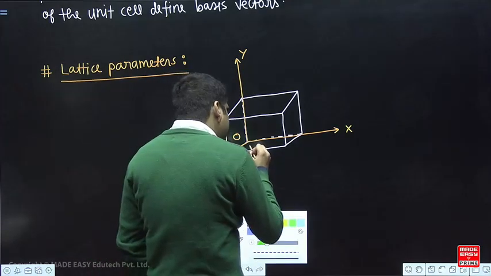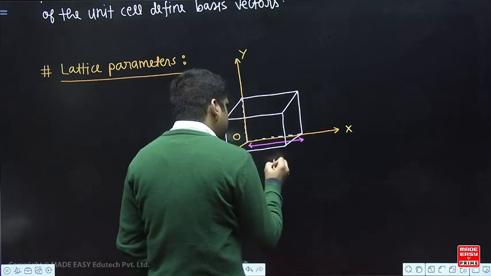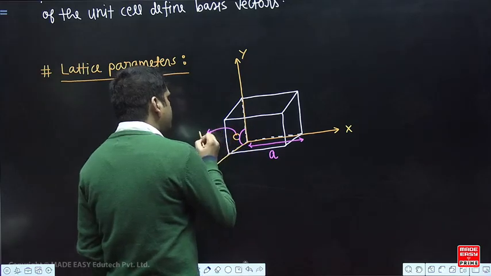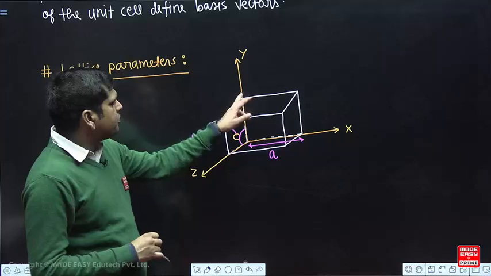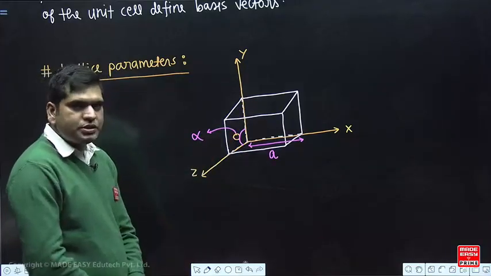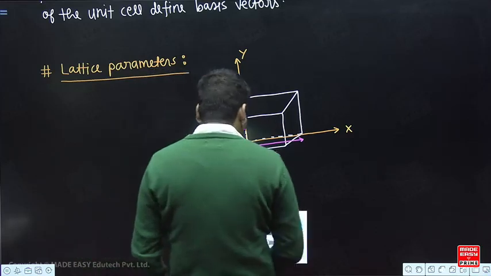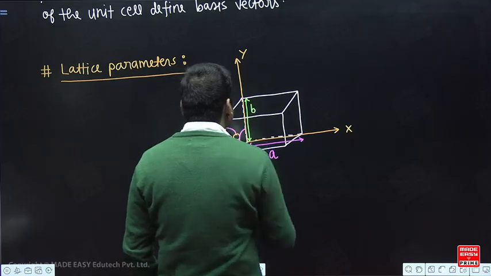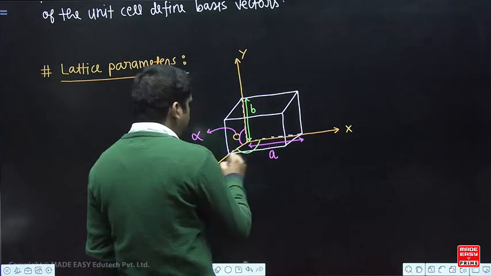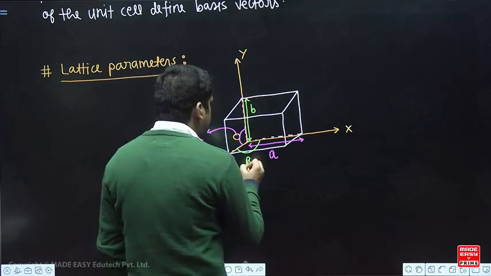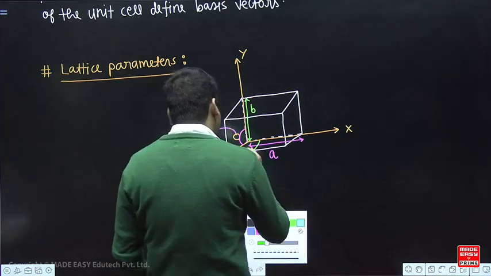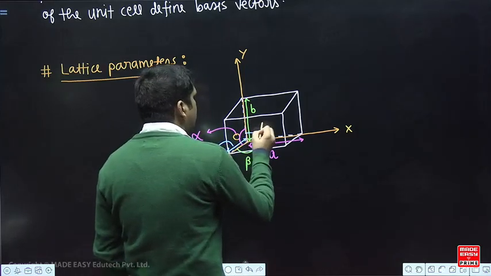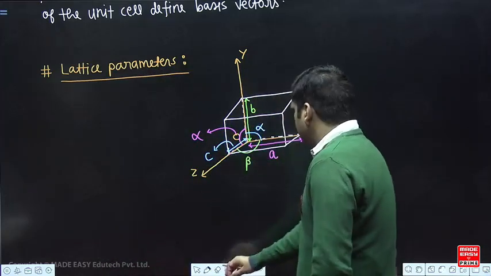Now, the unit cell dimension along the x-axis is a. The angle in front of a is represented as alpha, the angle between the y and z axes. Now, the unit cell dimension along the y axis is known as b, and the angle between x and z in front of b is represented as beta. The dimension along the z axis is c, and the angle between x and y is known as gamma.